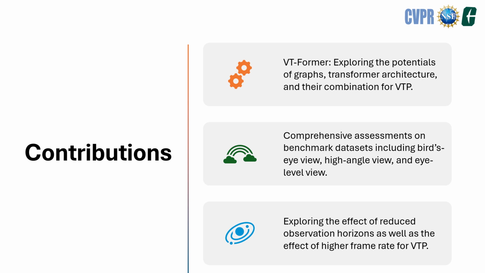VT Former aims to explore the potential of graphs, transformers, and their combination for vehicle trajectory prediction as a novel avenue of research. Comprehensive assessments were conducted on benchmark datasets encompassing diverse surveillance camera angles mentioned in the previous slide. And finally, this study explores the influence of reduced observation horizons as well as higher frame rate on model accuracy, underscoring its effectiveness in scenarios demanding rapid trajectory prediction.